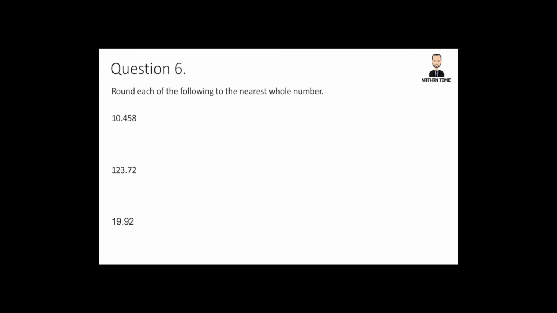Question 6, round each of the following to the nearest whole number. So again, this is the same as saying round to 0 decimal places. So we don't want anything after the decimal point. Actually, we don't even want a decimal point when we finish these questions. So we have 10.458. So to 0 decimal places means our cut's happening here at the decimal place. Our critical digit in this case is 4, which means we round down. So it is approximately equal to 10. No decimal places are shown here.